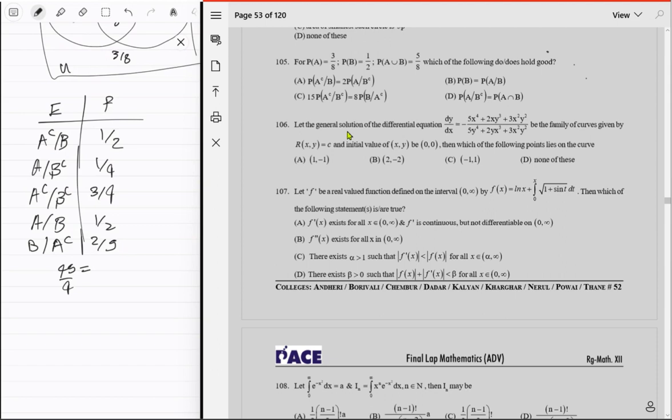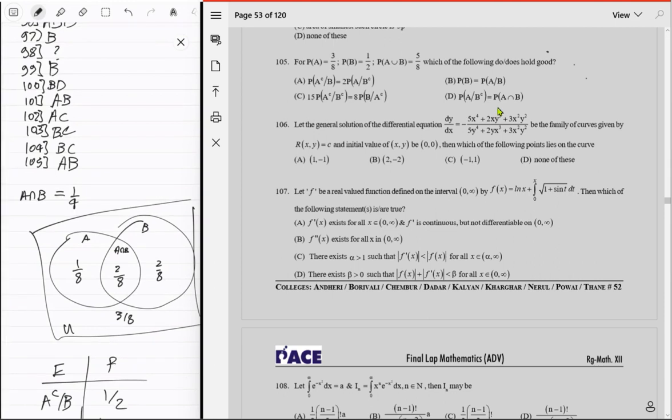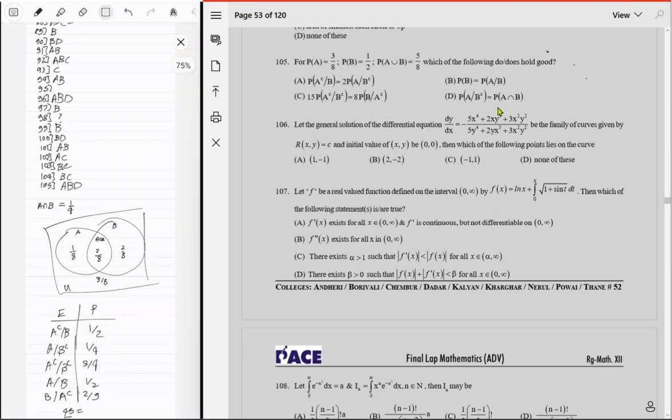Okay, what else? The probability of A given B not happening, which is 1 upon 4, equal to the probability of the intersection of B, 1 upon 4. Yeah, okay, so D is correct. Next question, 106.